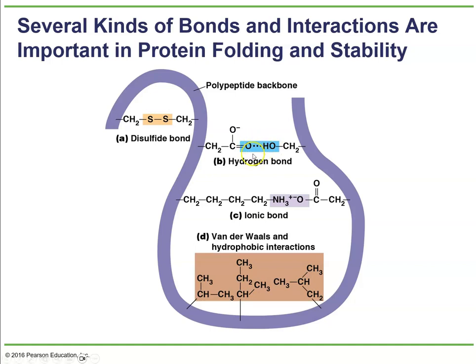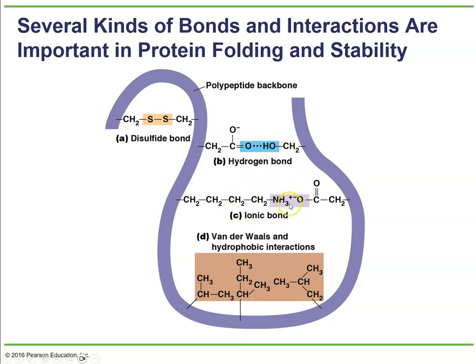We can also have a different, weaker type of bond that's very similar, though, which is the dipole-dipole. So if this were two polar groups coming together where a hydrogen wasn't involved, then that would be a dipole-dipole type of interaction.